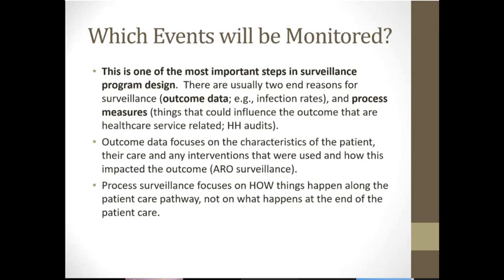You're doing process measure surveillance to determine whether or not it's impacting outcome surveillance data. So the outcome data focuses on the characteristics of the patient, their care, any interventions that were used, and how this impacted the outcome. When I say ARO, that means antimicrobial resistant organisms, and an example of that is MRSA. Process surveillance focuses on how things happen along the patient care pathway, not what happens at the end.